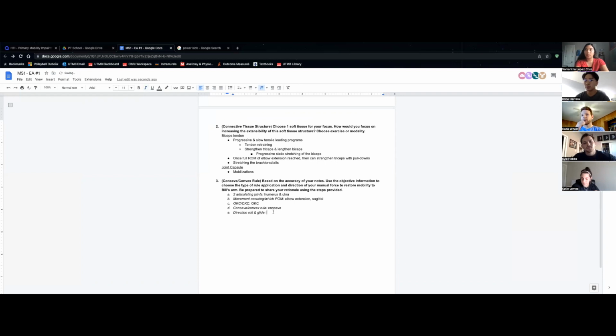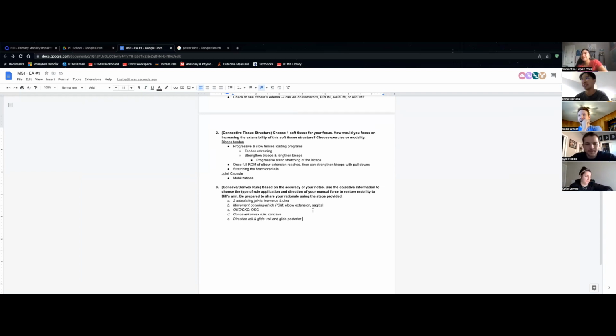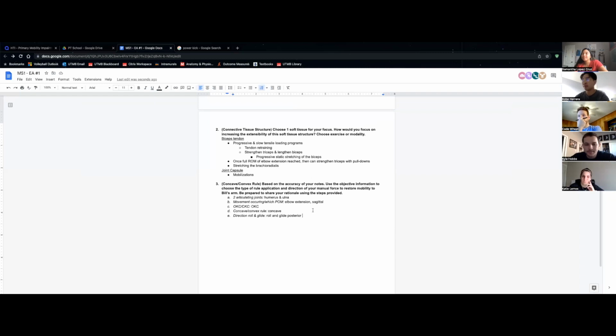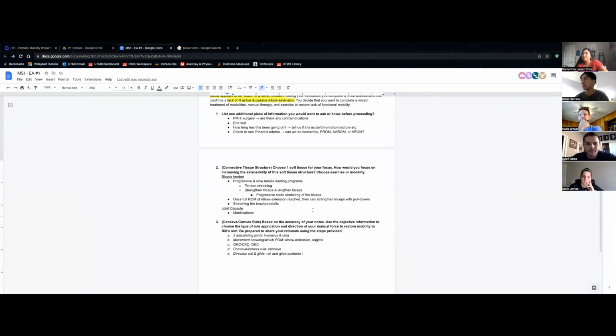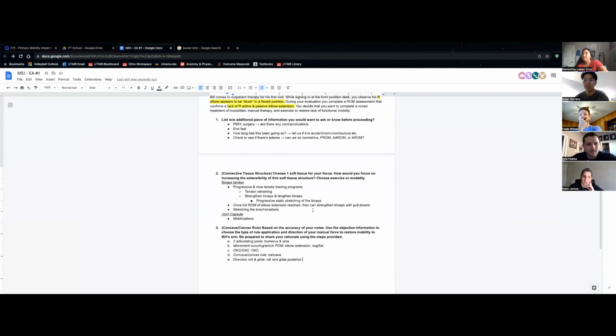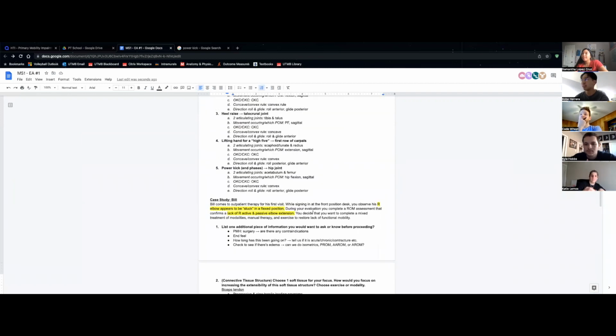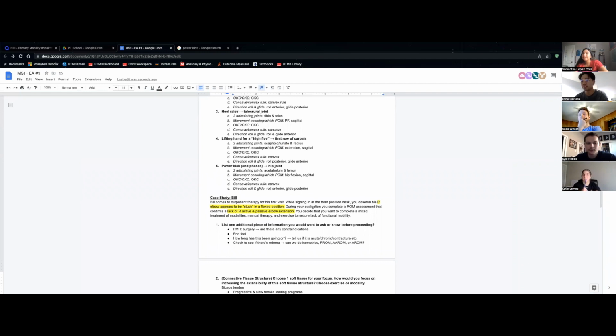So then it's going to roll posterior, right? Yeah, posterior, because it's extension. That makes sense. I hope that's right. That was way easier now that we understand it. Just think about the plane of motion: if it's going into flexion, it's forward; extension, posterior, back. Nice, good job. I learned a lot actually. It's actually helpful.